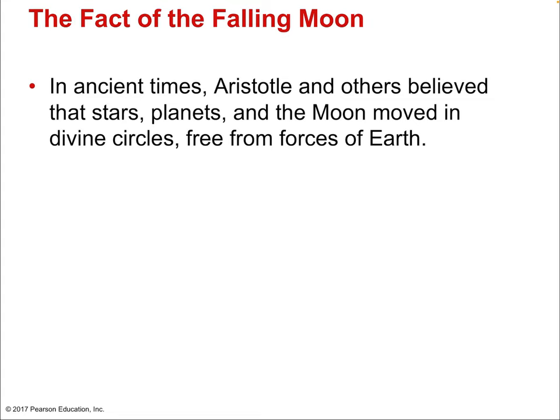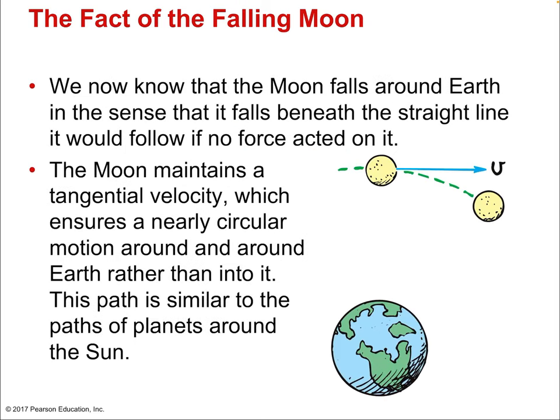Okay? And it was thought that those perfect circles were free from forces of Earth. They were just on their own, right? On these almost like divine tracks, like gears in the heavens. Okay. However, we now know that the moon falls around Earth in the sense that it falls beneath the straight line it would follow if no force acted on it.